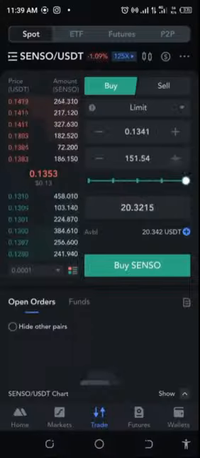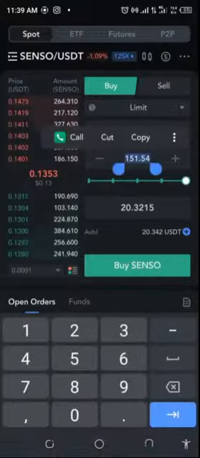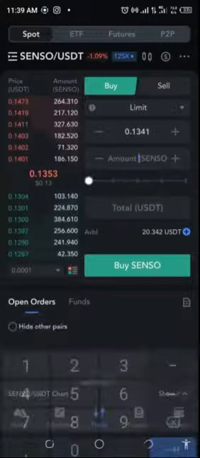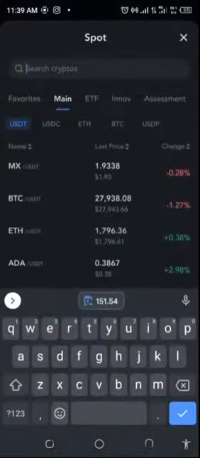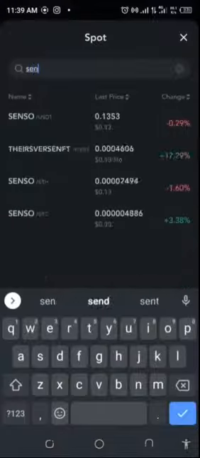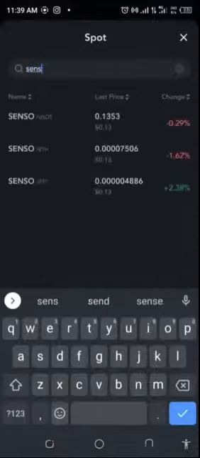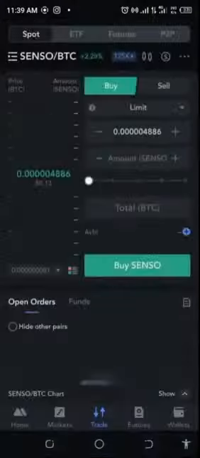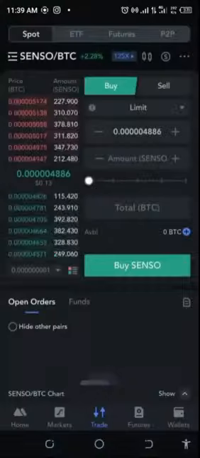So what do we have here? We've got 151.54. Okay, let's copy that. And then let's quickly change this to Senso BTC. Senso BTC. So let's quickly change that and see what we get.